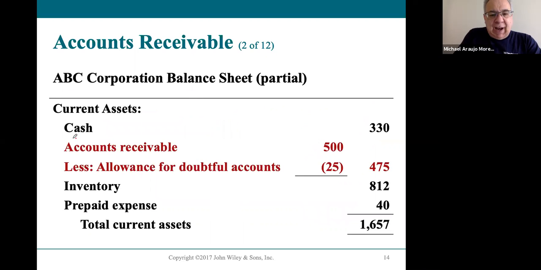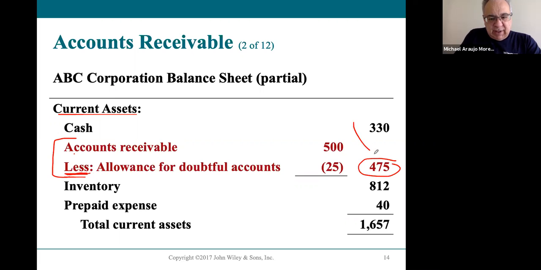So this is how it looks in some balance sheets. Again, the accounts receivable account is listed. It is a current asset, so you'll see it here. And then you will see also the allowance for doubtful accounts listed right underneath it. Again, it's subtracted to get the difference.